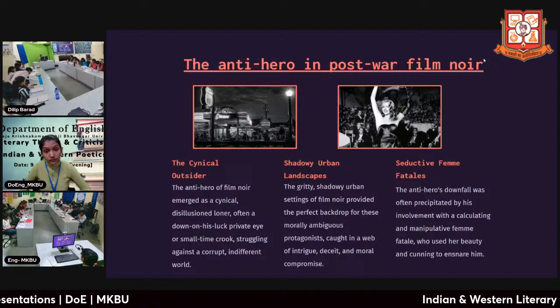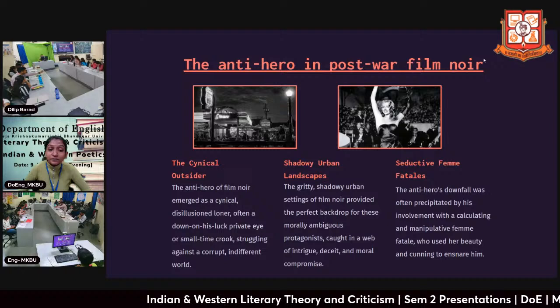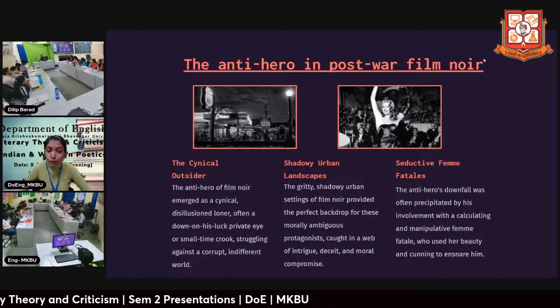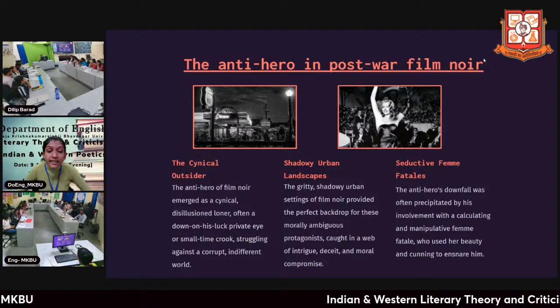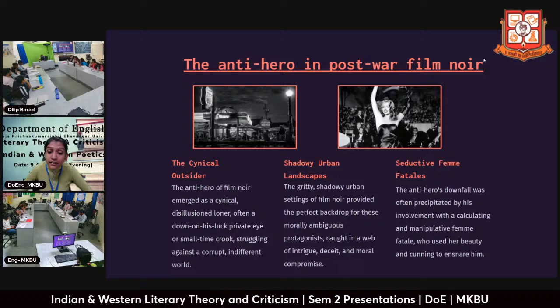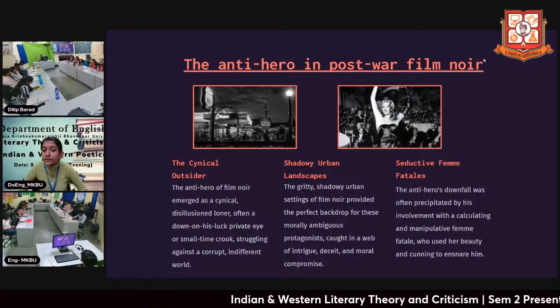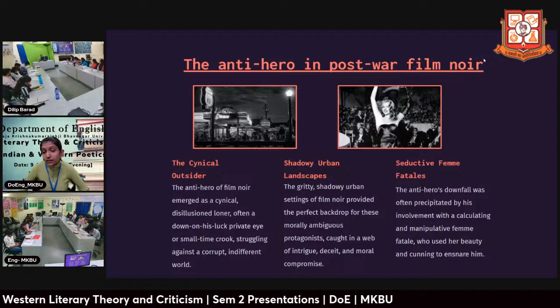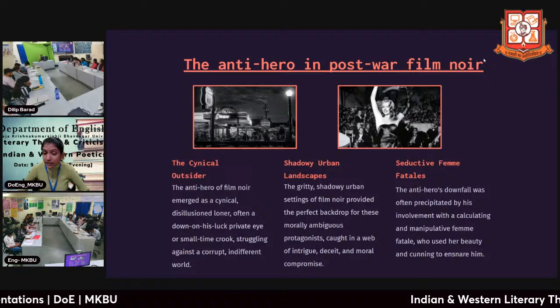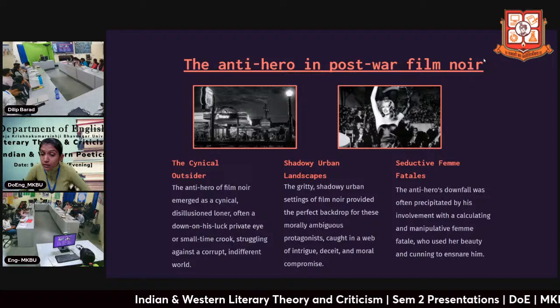The gritty, shadowy urban setting of film noir provided the perfect backdrop for this morally ambiguous protagonist, caught in a web of deceit and moral compromises, and seductive femme fatales. The anti-hero's downfall was often precipitated by his involvement with a calculating and manipulating femme fatale, who used her beauty and cunning to ensnare him.